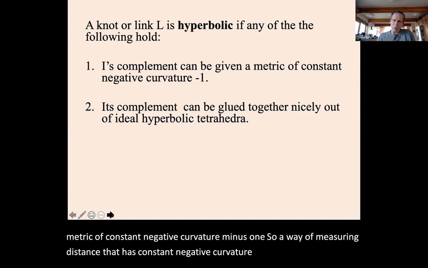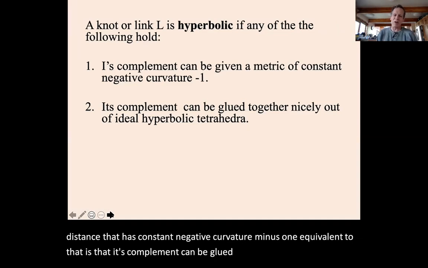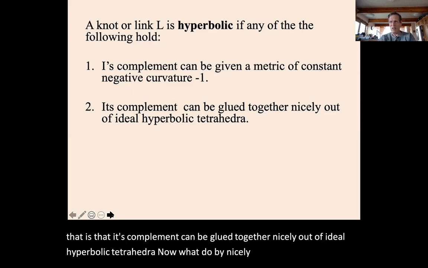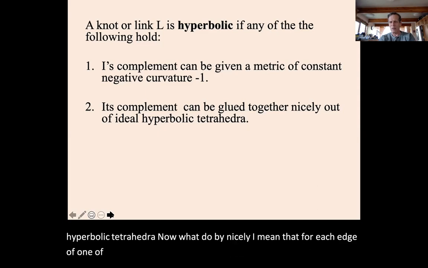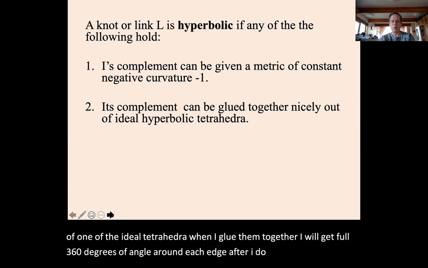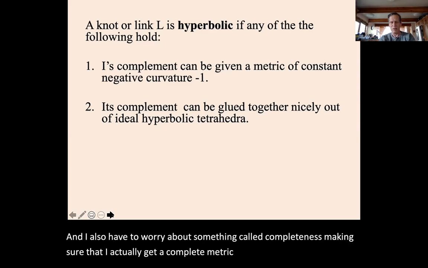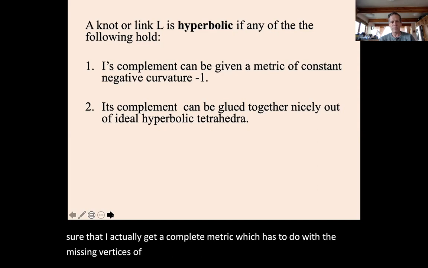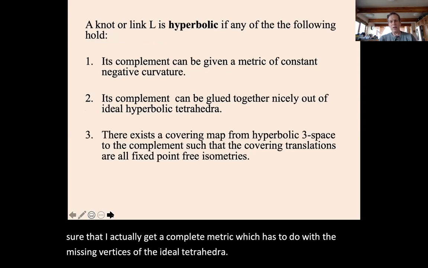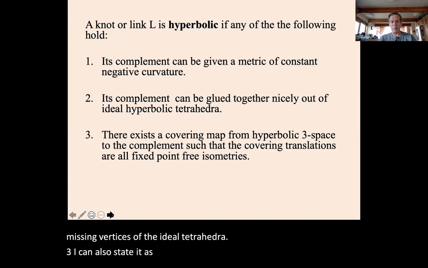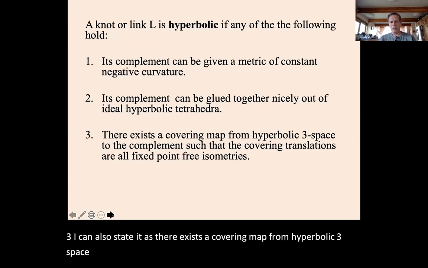Equivalent to that is that its complement can be glued together nicely out of ideal hyperbolic tetrahedra. Now, what do I mean by nicely? I mean that for each edge of one of the ideal tetrahedra, when I glue them together, I will get a full 360 degrees of angle around each edge after I do the gluing. And I also have to worry about something called completeness, making sure that I actually get a complete metric, which has to do with the missing vertices of the ideal tetrahedra. Number three, I can also state it as there exists a covering map from hyperbolic 3 space to the complement such that the covering translations are all fixed point free isometries.